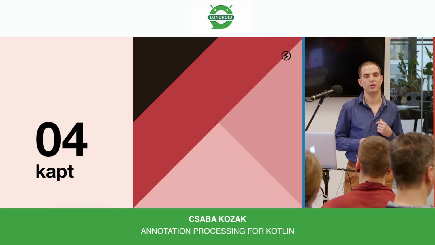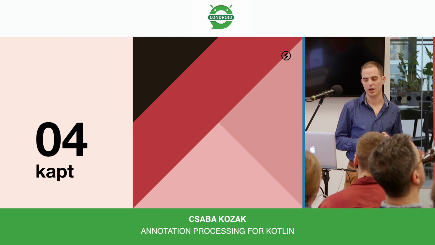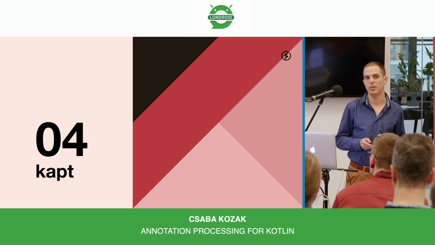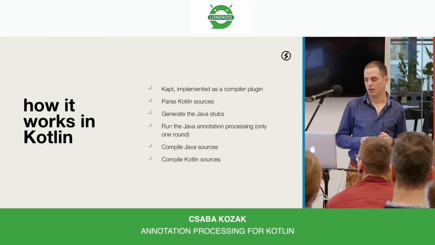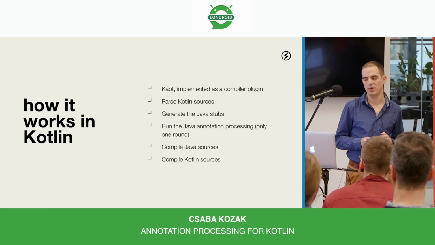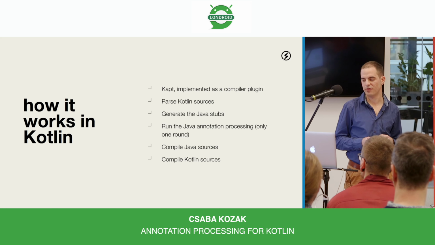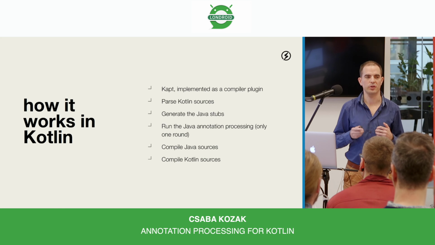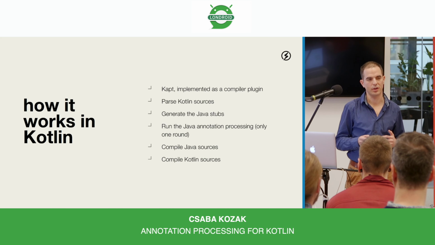So we saw how it is working with the Java language, and let's talk about Kotlin. In the Kotlin world, the annotation processing tool is called KAPT. This means Kotlin Annotation Processing Tool. It is very funny because actually the Kotlin Annotation Processing Tool is implemented as a Kotlin compiler plugin.